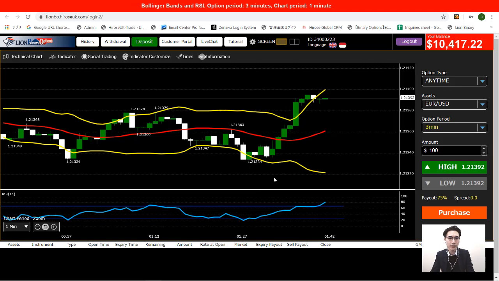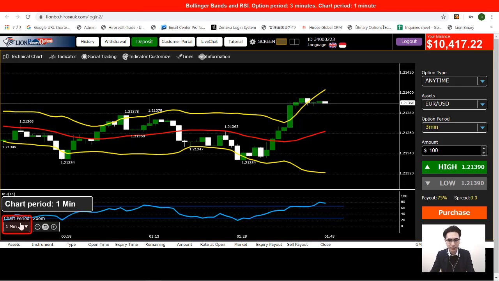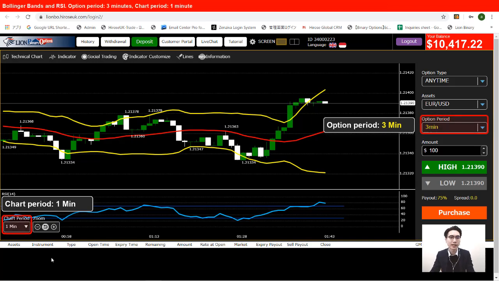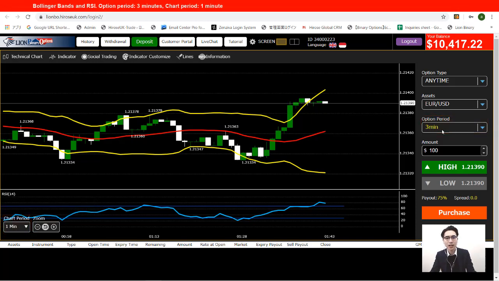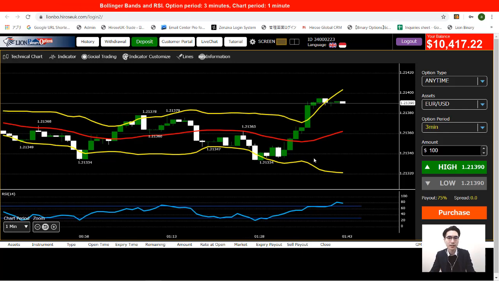The last thing for today, I will be using a 1-minute chart to trade with a 3-minute option. Again, chart period is 1 minute, option period is 3 minutes. Now this is all set, and we can take a look at how this strategy works.